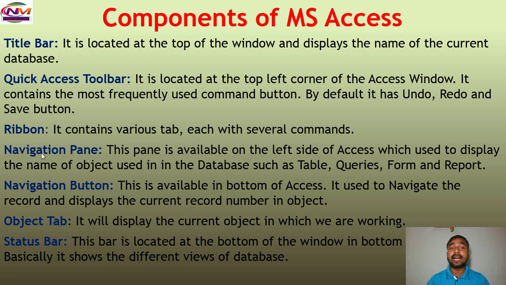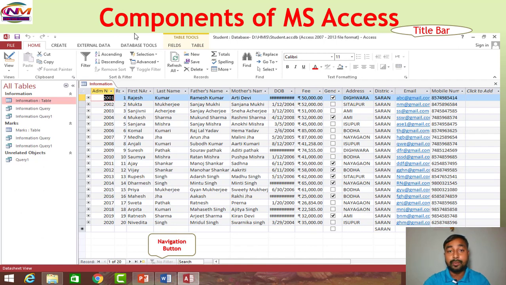It starts from the title bar. It is located at the top of the window and displays the name of the current database. As I am going to show you here, the name of the student database is written. So this is called the title bar, where the information of the database is written. Here is the name of the table.